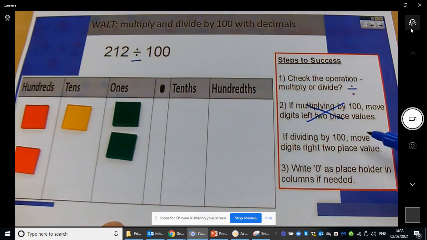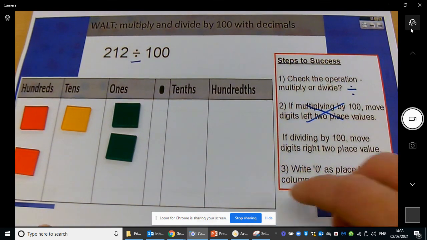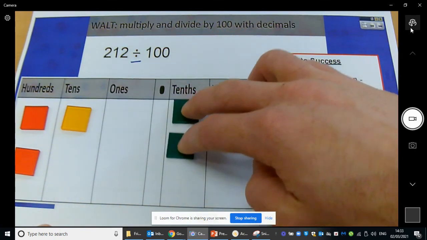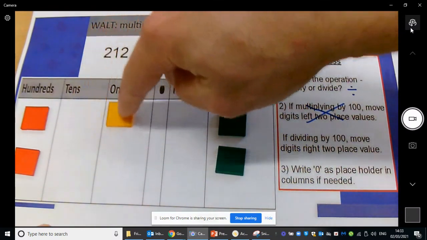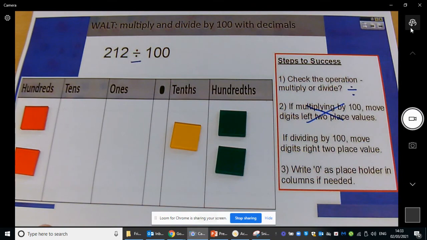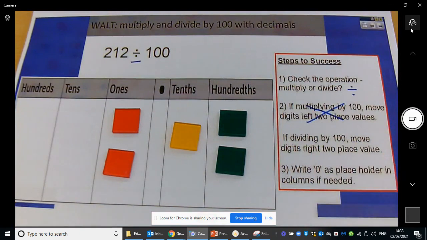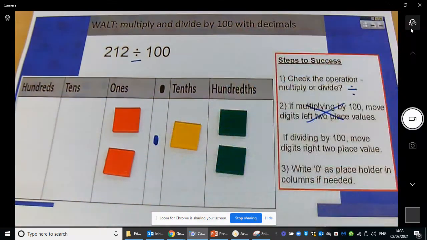If dividing by 100, that's more like it, move the digits right 2 place values. So, this time I'll start with the smallest place value, which is our ones, and move them over once, twice into the hundredths. Then our tens, move over once, twice into the tenths. And finally, our hundreds, once, twice into the ones. And remembering, of course, that our place value always stays in the same position. It's the place value that we change, not the decimal.